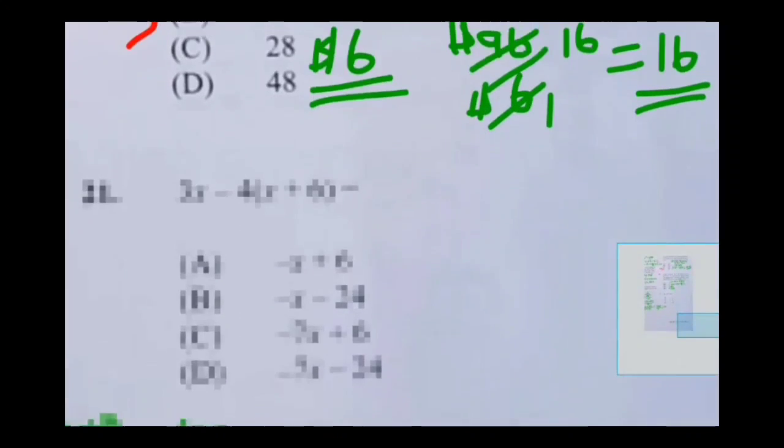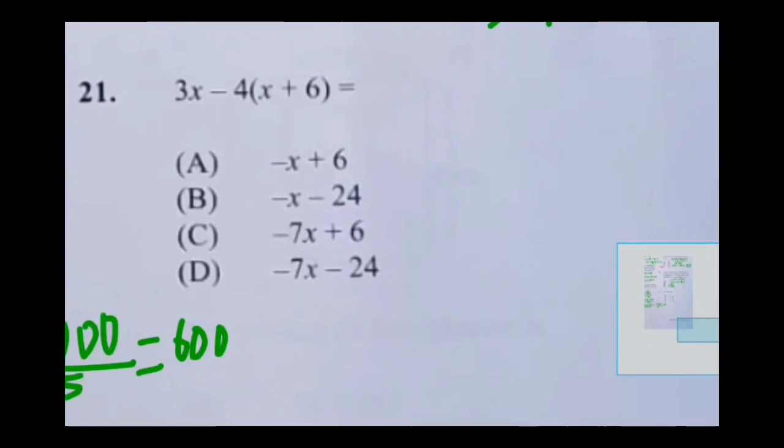Moving on to question 21. It gives us 3x minus 4(x plus 6) is equal to a value. So we need to solve this. First, we need to solve the brackets. We need to expand and solve the brackets.